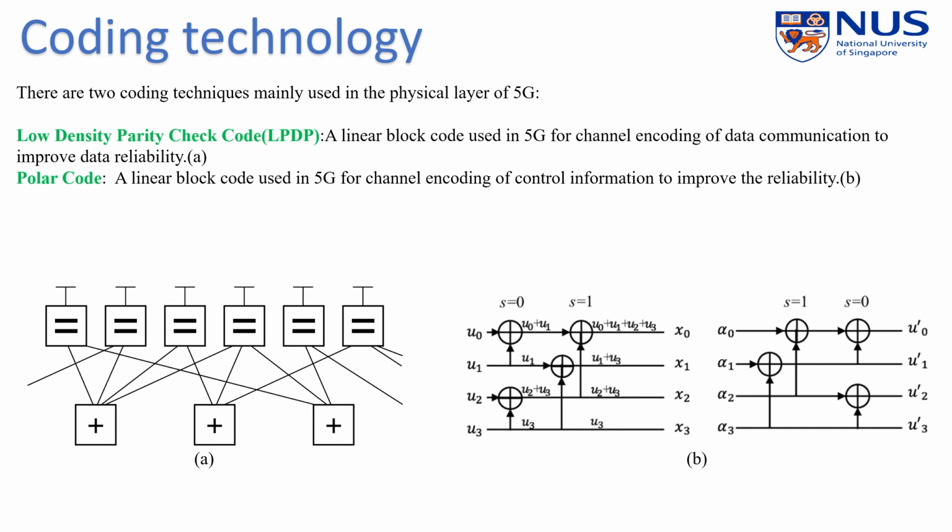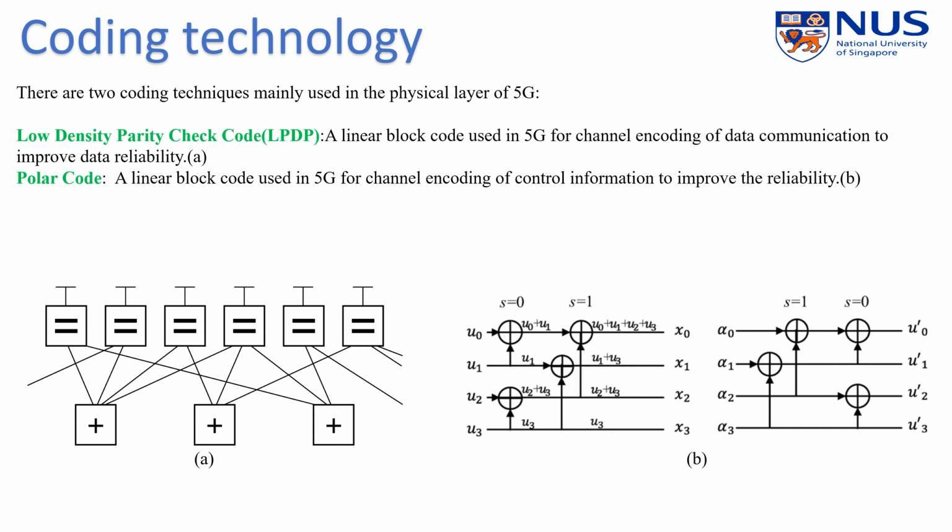For now, the following slides are going to introduce the coding, modulation, and multiple access techniques used in 5G network. For the coding technology, there are two coding techniques mainly used in the physical layer of 5G. First one is the low density parity check code, which is also called LDPC code. It is shown in figure A. It's a linear block code used in 5G for channel encoding of data communication to improve data reliability.